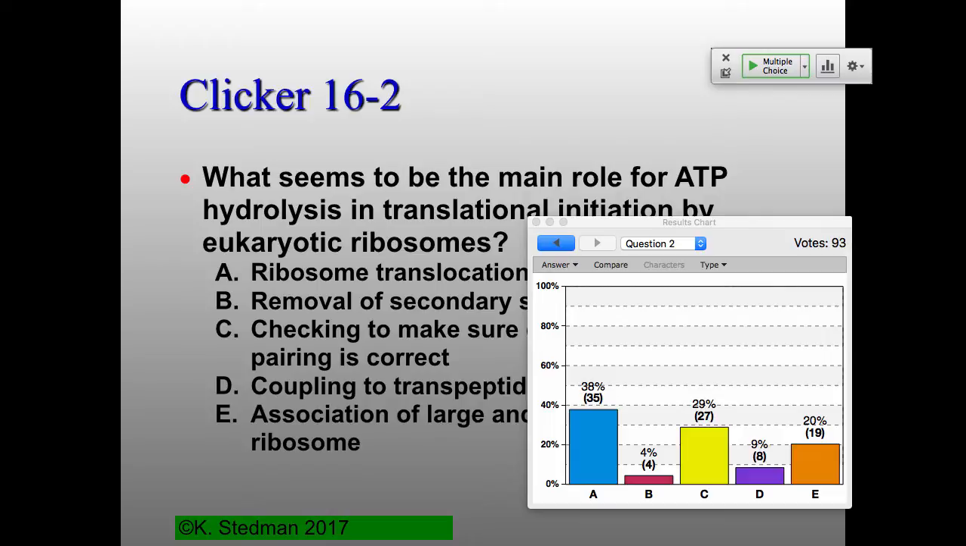No, I'm not trying to get zeros for anybody here. Obviously, I didn't do a good job of explaining it. So removal of secondary structure in the messenger RNA.